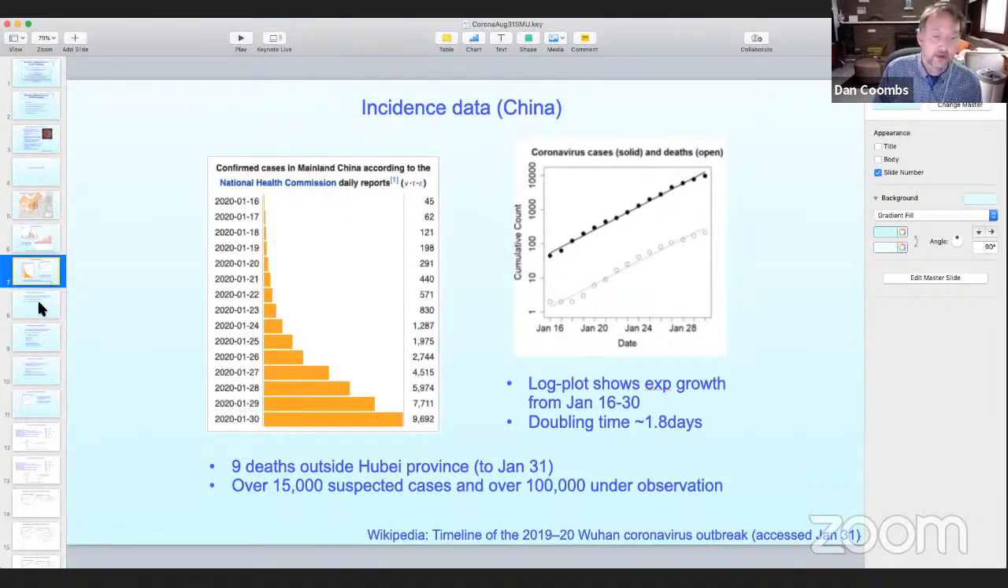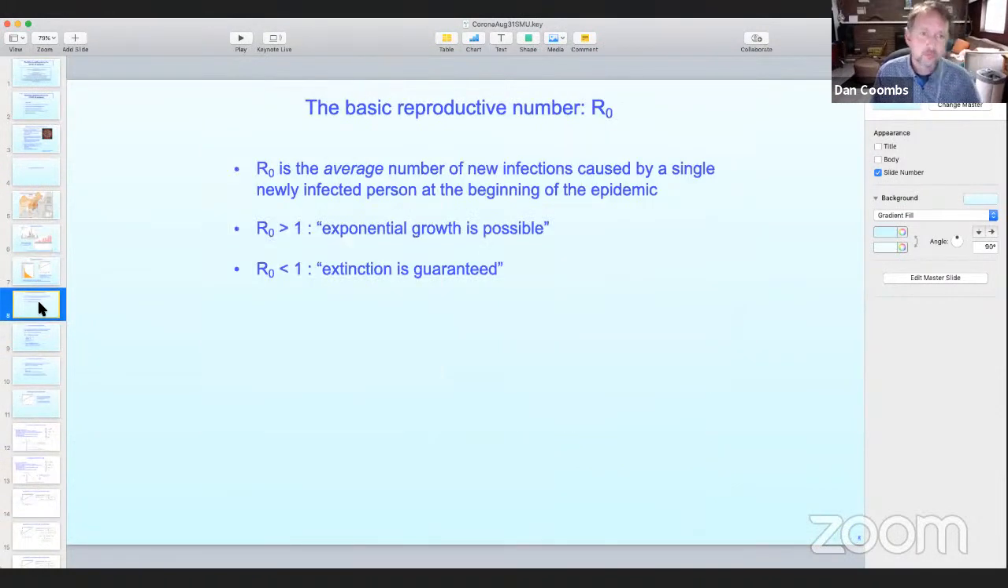And so, okay, here come some concepts and some mathematics. The most important thing to know about with infectious disease modeling is always the basic reproductive number, which is the famous R0. And if R0 is bigger than 1, then on average, you get exponential growth. And so exponential growth is possible. If R0 is less than 1, then you're guaranteed that your process will become extinct.